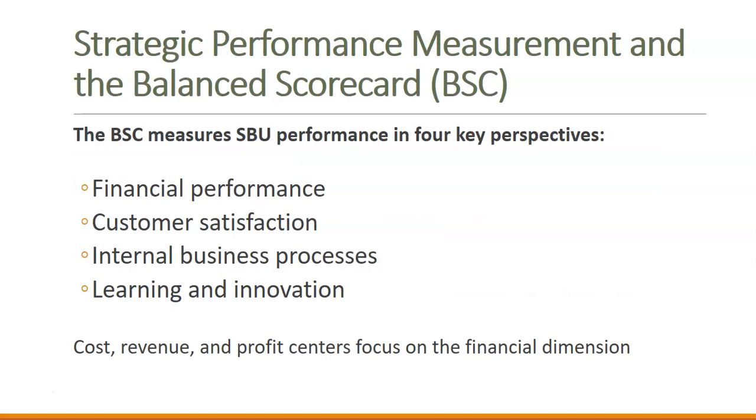The last thing that we talk about in this chapter is the balanced scorecard. We already saw the balanced scorecard in previous chapters, that we look at performance from 4 key perspectives: financial, customer, internal business processes, and then our learning and innovation. Our cost, revenue, and profit centers focus mostly on the financial dimension.